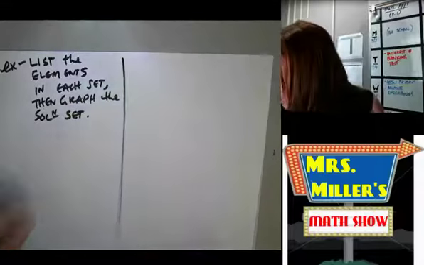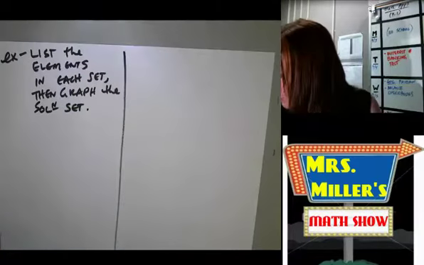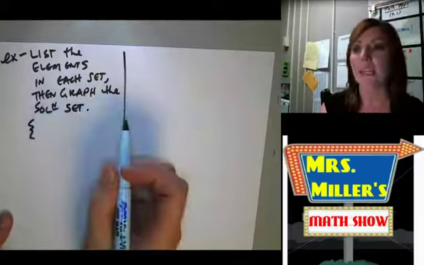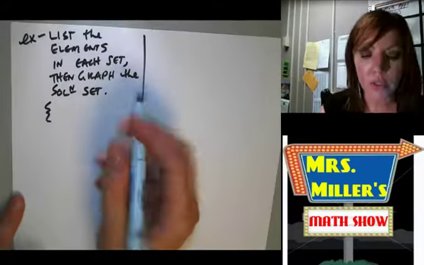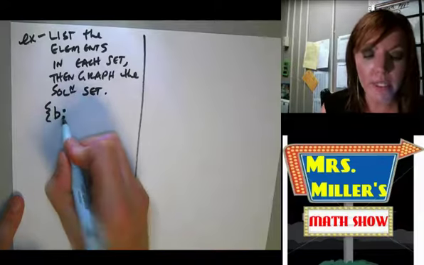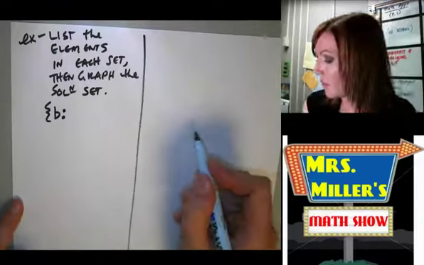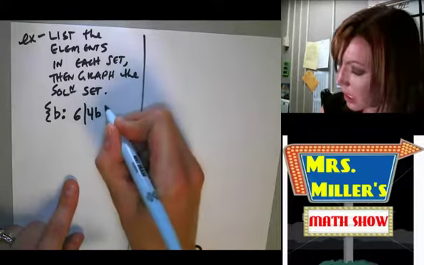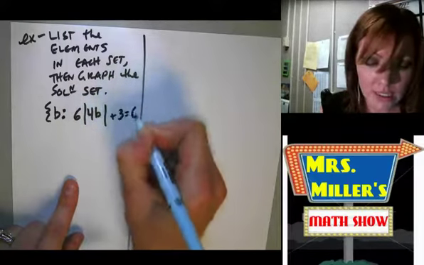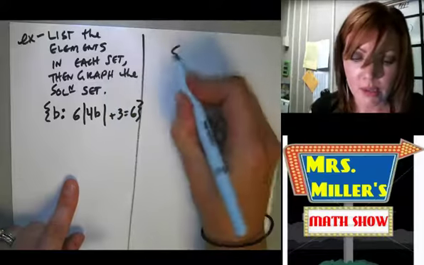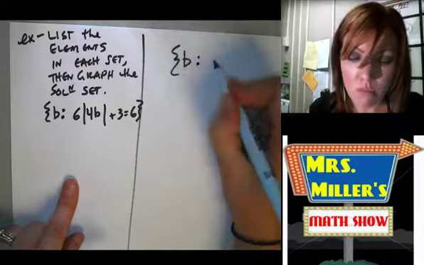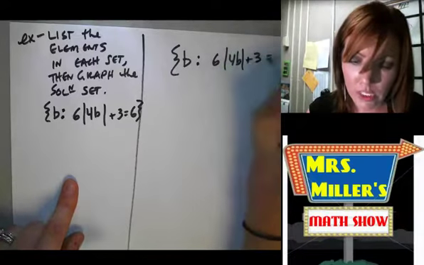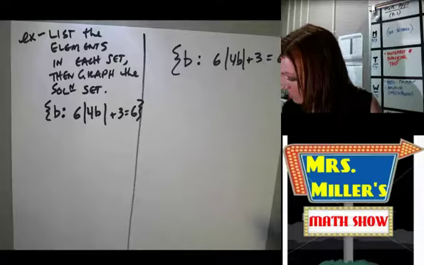Okay, so we will do one of these and then I think we will be good for the day. This is how it's going to look. Curly brackets. So we have a curly bracket with a b, then a colon. It's funky terminology here. 6 times the absolute value of 4b plus 3 equals 6, end the curly brackets. Make sure I got that right.